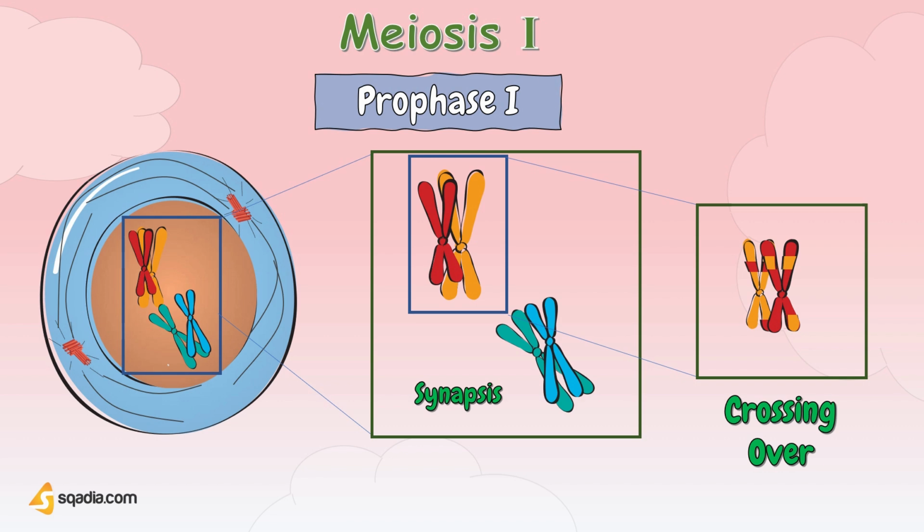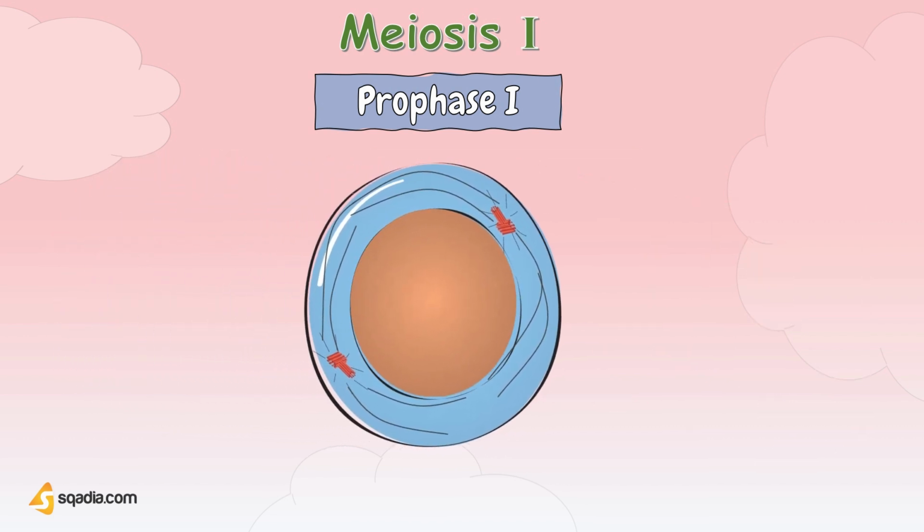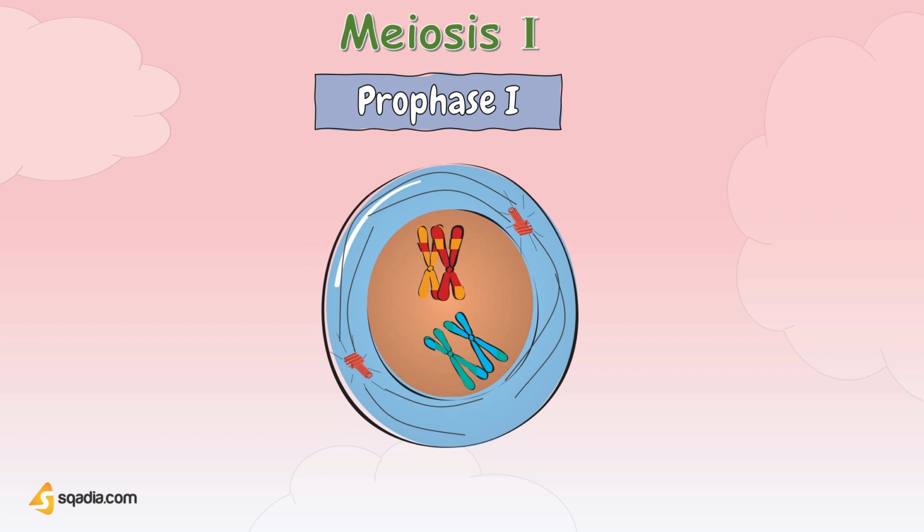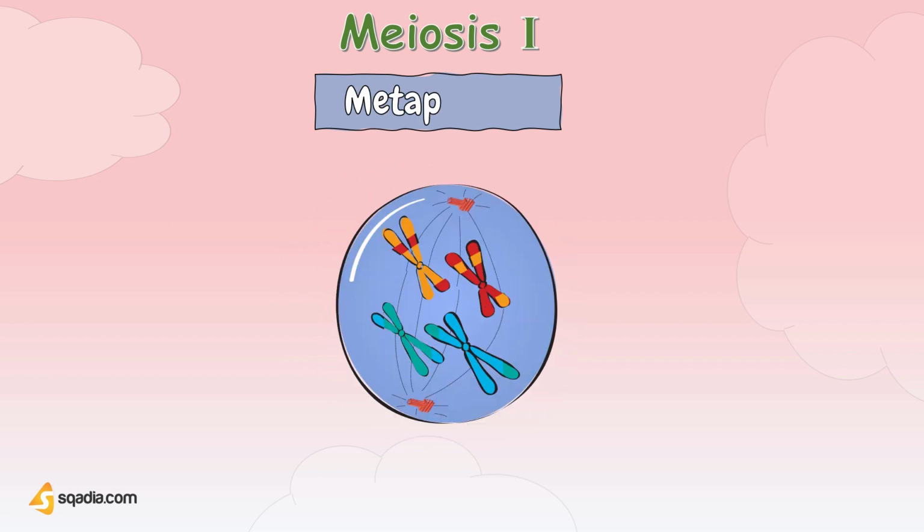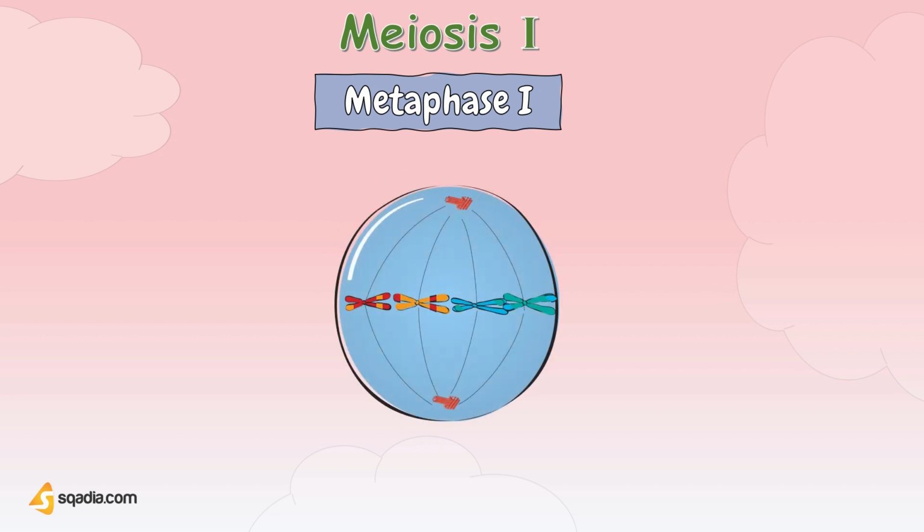Now, what's that giving us? It's giving variation. At the end of prophase 1, the membrane around the nucleus in the cell dissolves away, releasing the chromosomes. After this, the next phase of meiosis starts, which is known as the metaphase.